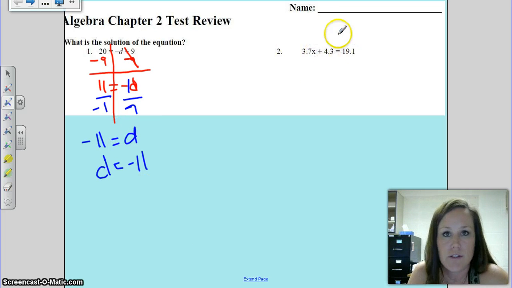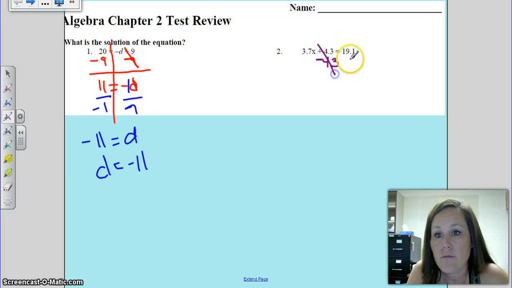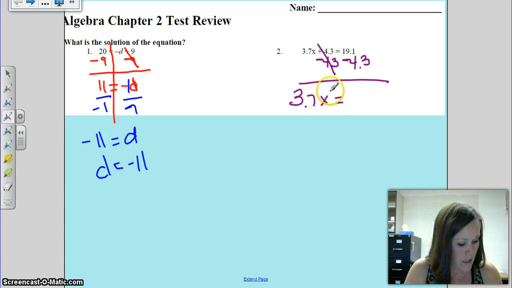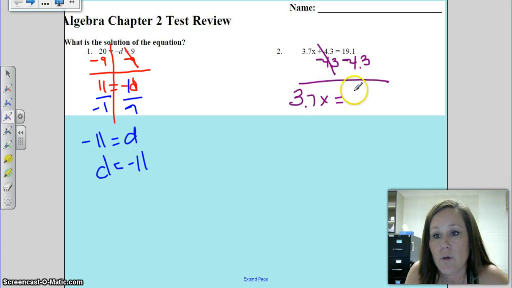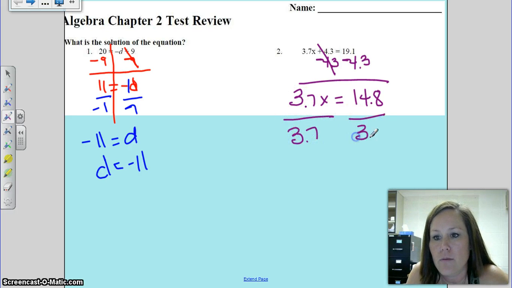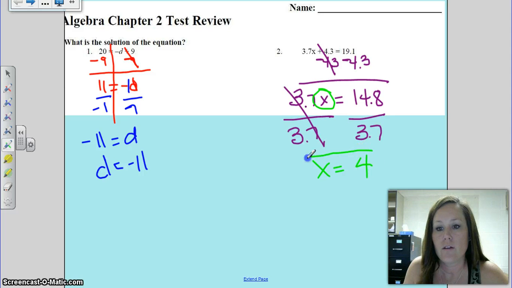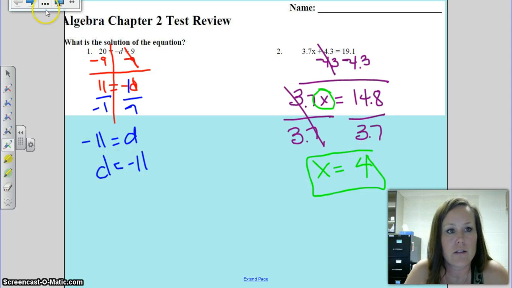Here we go on this one. Just because there's decimals, no big deal. Let's do minus 4.3, minus 4.3. I end up with 3.7x equals whatever 19.1 minus 4.3 is, so 14.8. I have my cheat sheet in front of me. Then we're going to divide by whatever's in front of the variable. Divide by 3.7, divide by 3.7. These cancel. I'm left with just my x, so x equals 14.8 divided by 3.7, which is 4. So here's my answer there. Let's keep going.